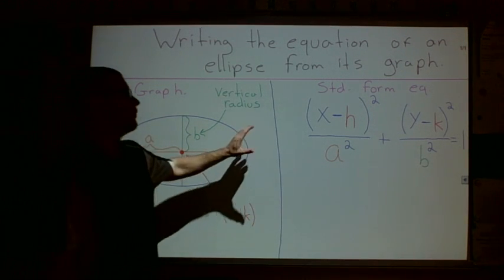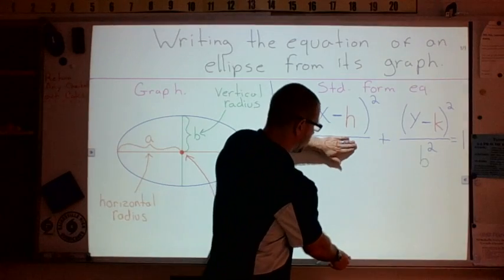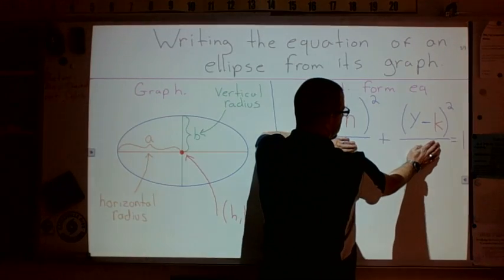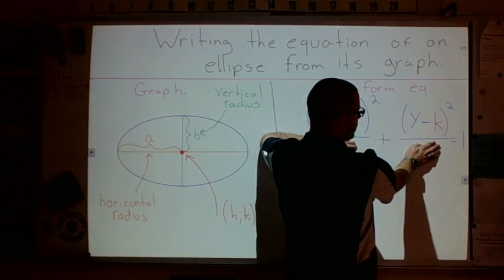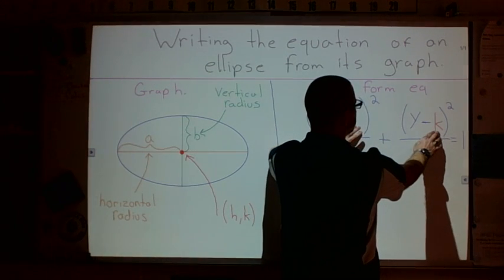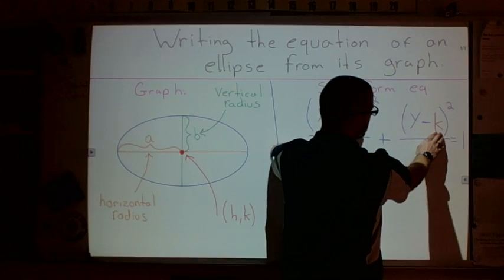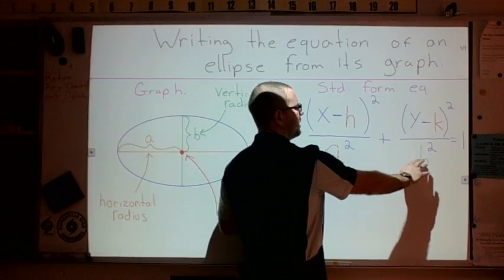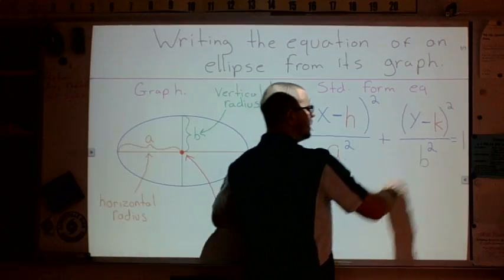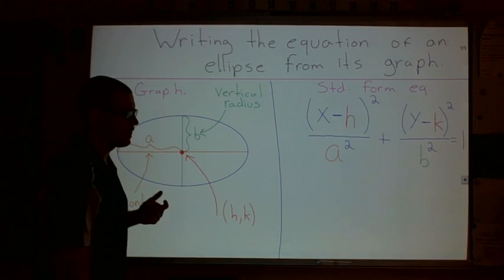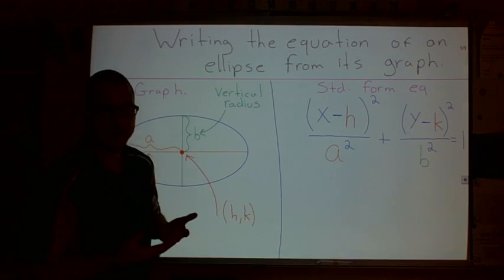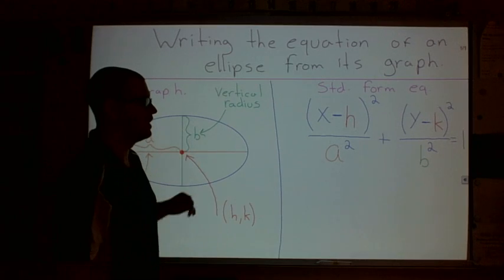So, if we look at the equation, if we cover up the a squared and the b squared, then it's just the equation of a circle. In fact, it's the equation of the unit circle with center at (h, k). And then we have this a squared and b squared on the bottom. Those are the new additions for an ellipse, a squared and b squared, which correspond to the radii that we see on the ellipse.